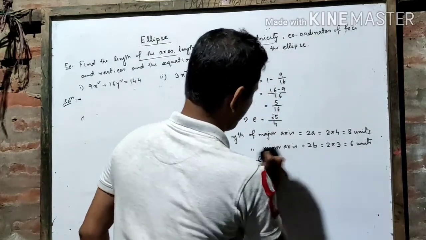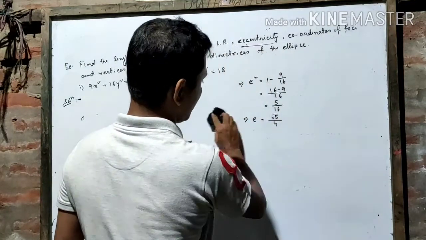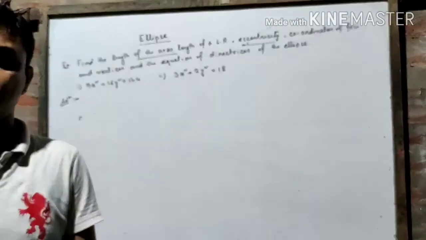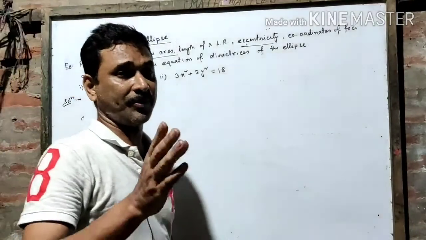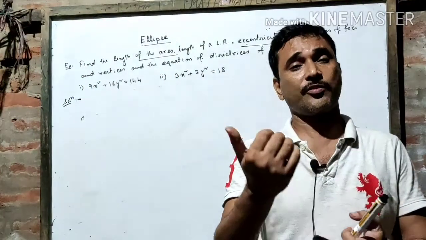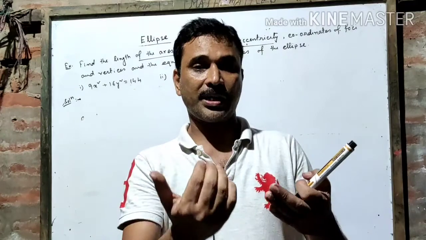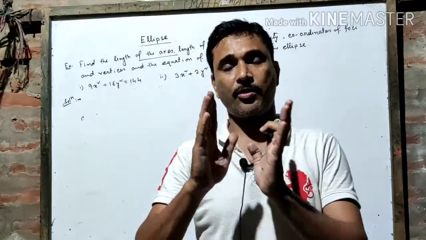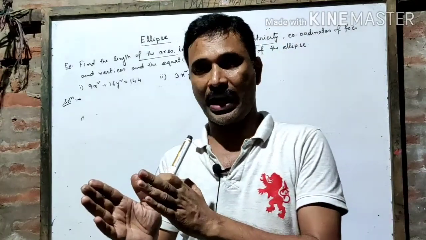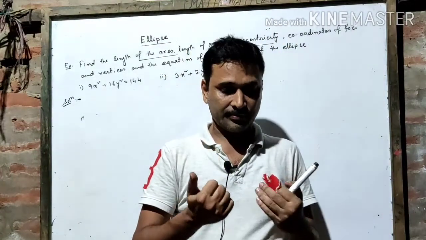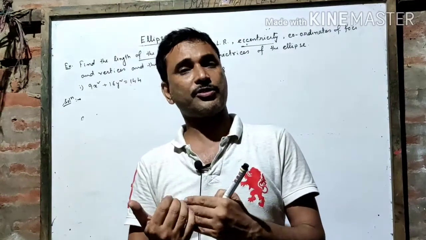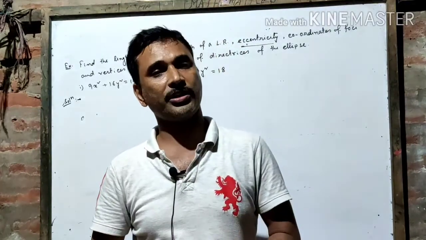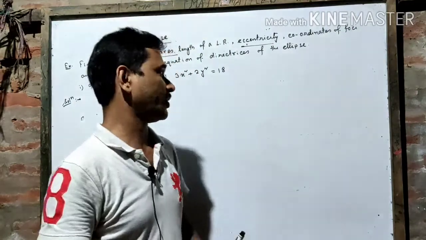While solving these questions, first of all you have to decide which one is the major axis, x-axis or y-axis, and that can be found from the denominators of x square and y square. If the denominator of x square is greater, then x-axis is the major axis, and all the coordinates or equations will be set according to that. If the denominator of y square is greater, then y-axis is the major axis, and all the equations and coordinates will be set according to that. Length does not alter.